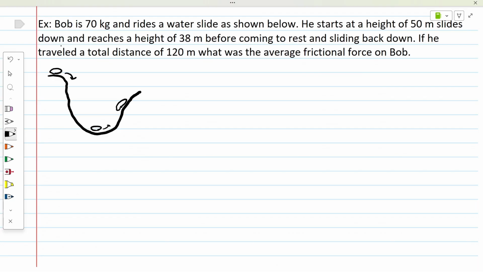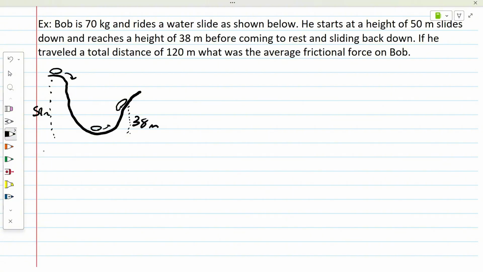Alright, so we have Bob, who is 70 kilograms and rides a water slide as shown below. He starts at a height of 50 meters, slides down and reaches a height of 38 meters before coming to rest and sliding back down. If he traveled a total distance of 120 meters, what is the average frictional force on Bob? In this case, this is his initial height here, which is 50 meters, and he reaches this height of 38 meters when he comes back up, and then he slides back down.